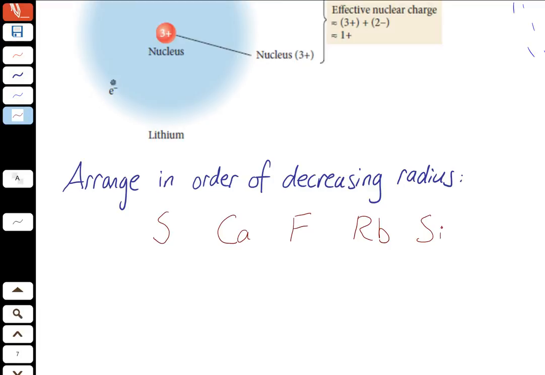Yeah. The last element is that Si? Yes. Okay. Yes. So. Those orders look, we agree? Yeah.